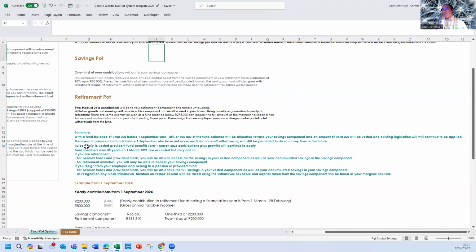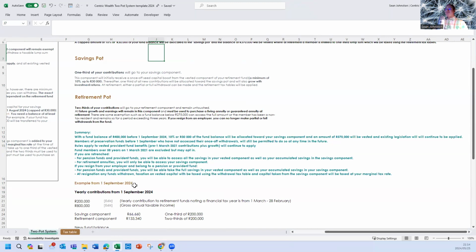Obviously, up until retirement. When you retire, you'll have different tax tables applied. Your retirement tax table will be used. If it's before retirement and you withdraw from your preservation fund, the withdrawal tax table will be used. This will still apply to vested provident funds pre 1 March 2021, which is contributions plus growth. This is from the Treasury. Fund members over 55 from 1 March are excluded but may opt in.